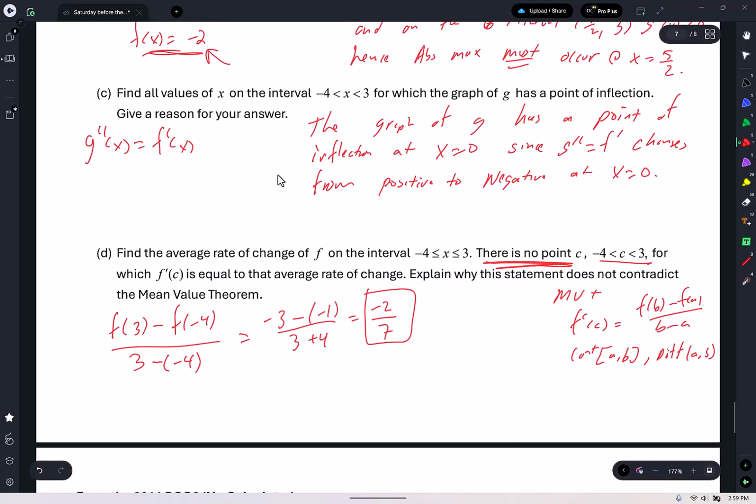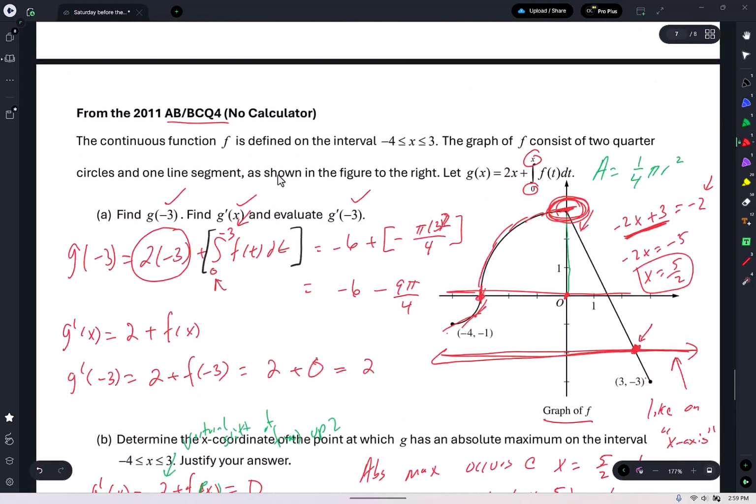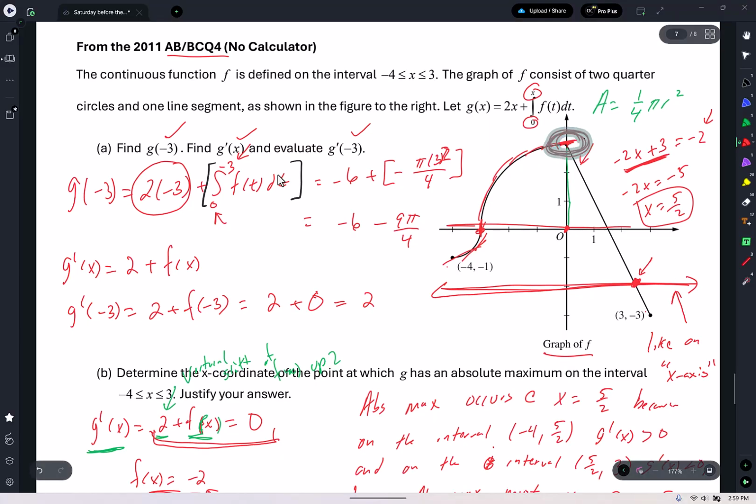Now, let's see. Mean value theorem. So I need to check that I'm differentiable and that I'm continuous. I am continuous, but you are not differentiable right there because that's a vertical tangent, and you're not differentiable at x equals 0 because you have a corner. So mean value theorem does not apply to f.